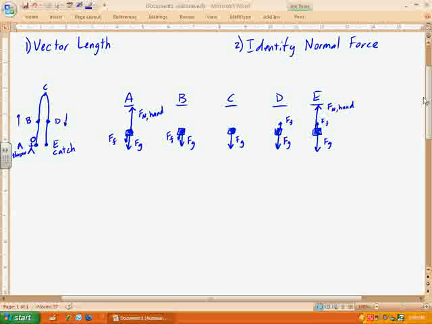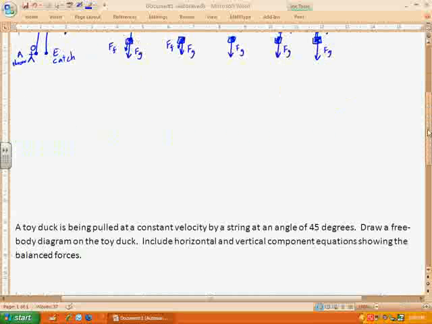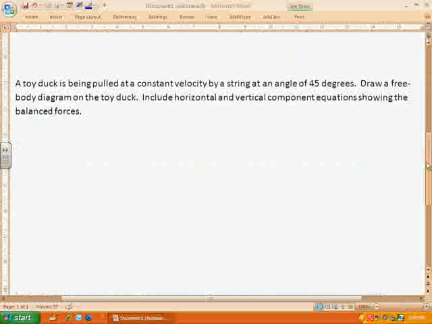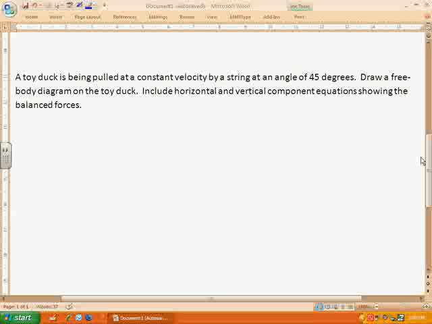Let's go on to another example where I'm going to show you the next two things I would like you to consider. The next two things are not going to deal with the free body diagrams themselves, but with the equations that we write in conjunction with them, the horizontal and vertical equations. We've got a toy duck that's being pulled at a constant velocity by a string at an angle of 45 degrees. So let's draw the free body diagram on the duck.